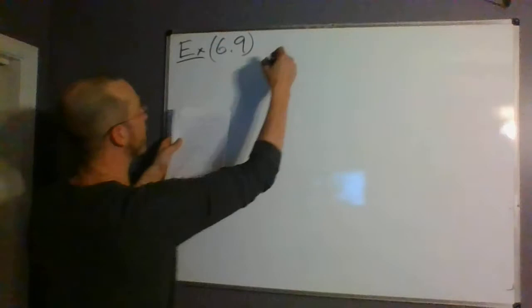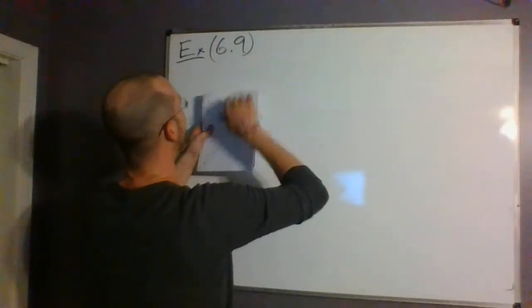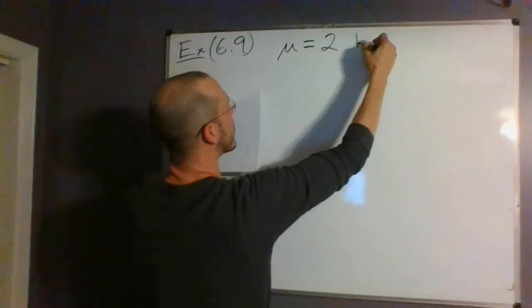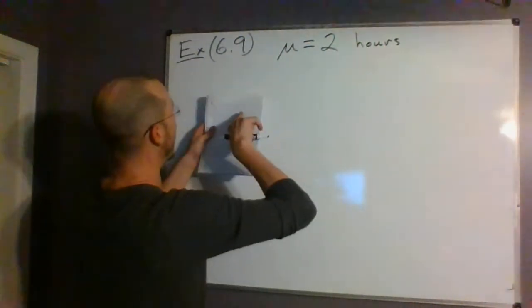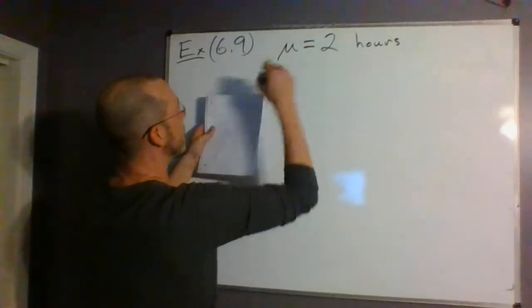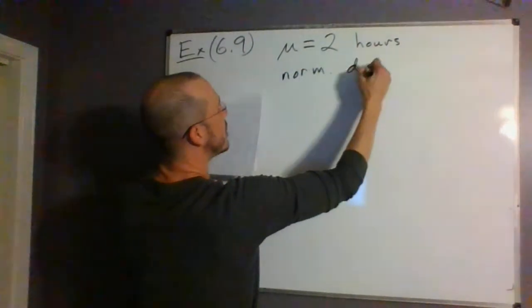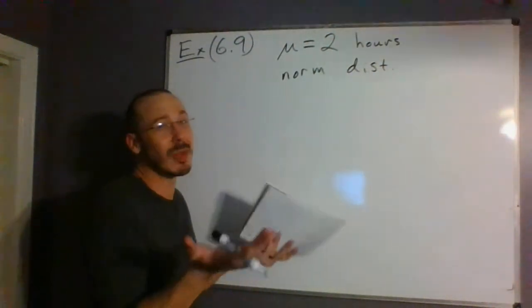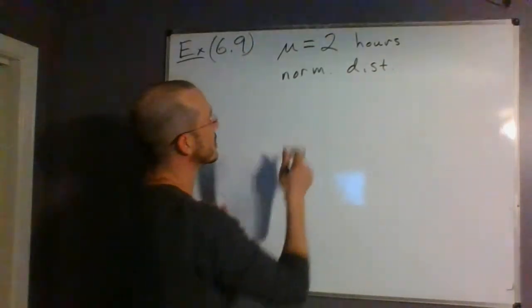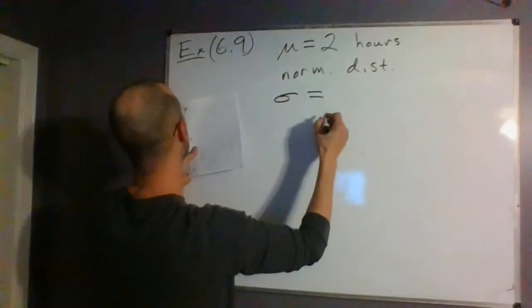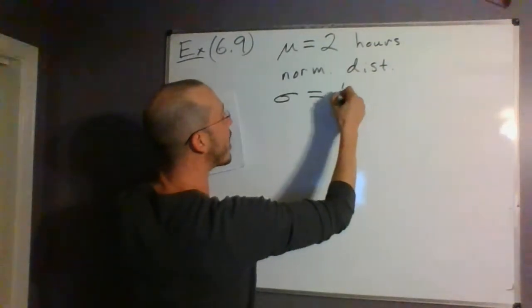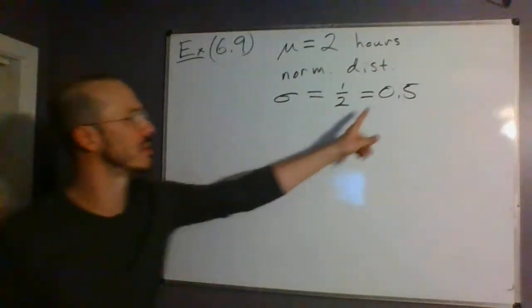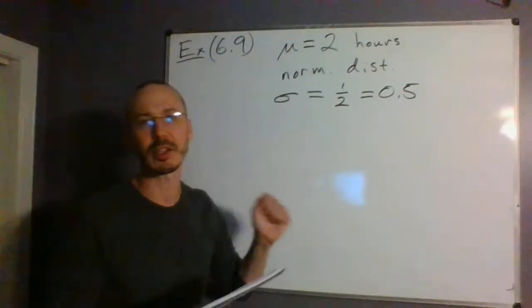What they said there was that the mean, the average use, is 2 hours. That it is normally distributed. That's important. If we don't know it's normally distributed, it might not be, but they're saying that. And then the standard deviation is 1/2 hour. I'm going to say 0.5 because we're typing things into the calculator. It's easier to type a decimal than it is to type a fraction.